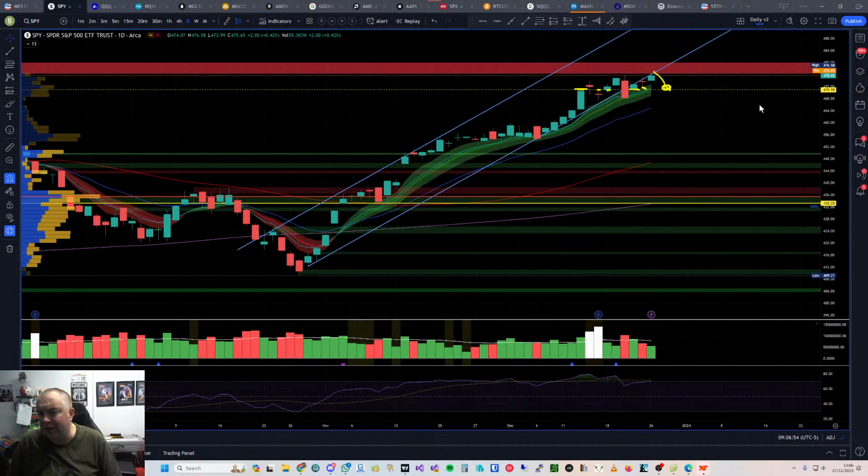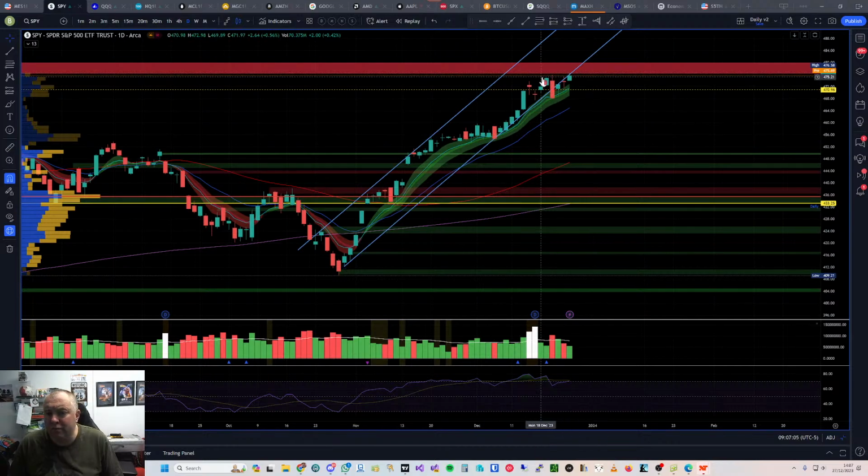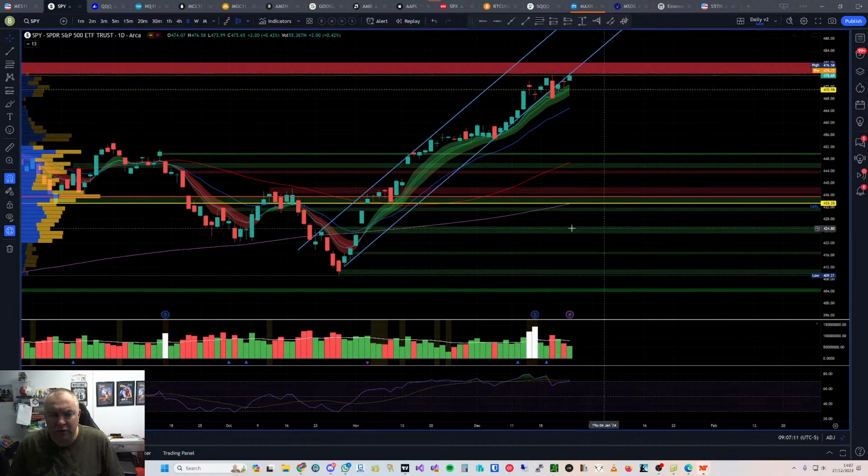So if we come back down to that area, potentially we may see another push up, or we could just start to see this action. And that's it really. If we can break above this area, 476.50, then maybe we can look for a long entry on SPY.